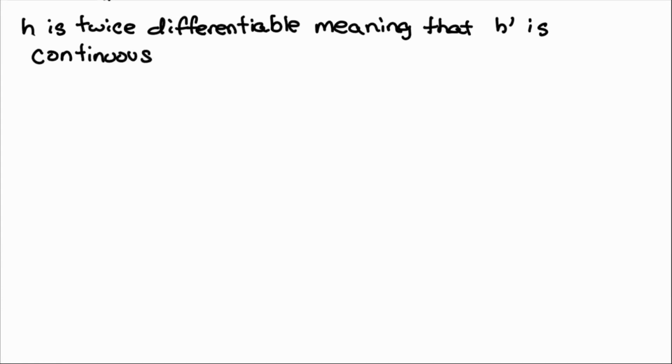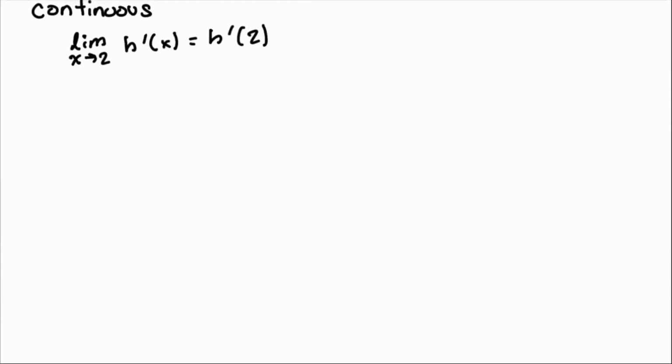And so again, we're going to write out the statement that the limit as x approaches 2 of h prime of x is equal to h prime of 2. This is kind of like the equation that solidifies this continuous notion of a function. So now we have to find the limit as x approaches 2 of h prime of x. And we're going to go through that process here.